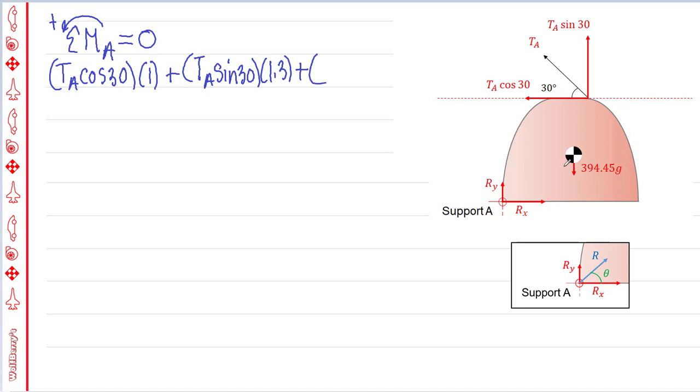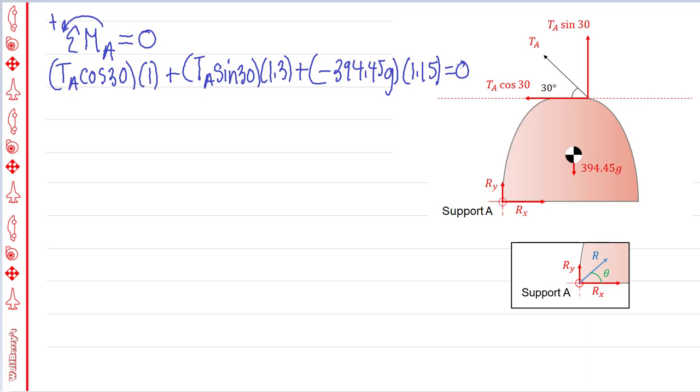Finally, we have plus, we have the weight. Now, the weight is force multiplied by perpendicular distance to the pivot. That distance is our x bar, which is 1.15. This force is going to have a clockwise turning effect because it's going down. The pivot is here, so it's going to be clockwise like this, so it's going to be negative. So minus mg, which is 394.45 g, multiplied by x bar, which is 1.15, all equal to 0. The sum of moments is equal to 0.